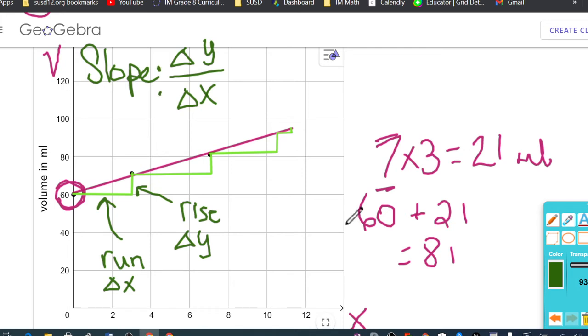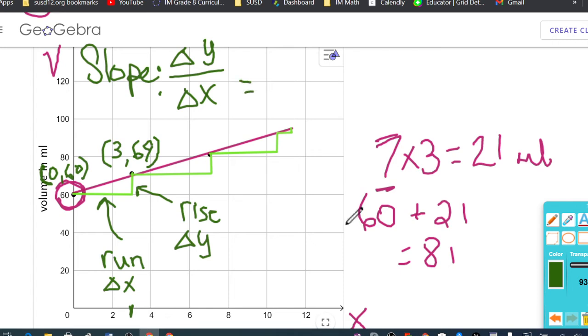So can you find the side lengths of these triangles? You need to remember the coordinate points. This first coordinate point, x equals 0, y equals 60. This next coordinate point was with 3 marbles, so x equals 3. The y value, the volume, was 69. Now, can you find the rise and the run from the lengths of the triangle sides?